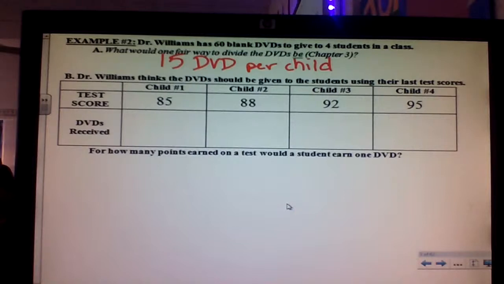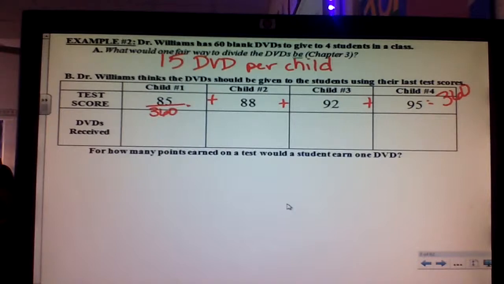Okay. So, instead of just giving everybody the same amount of DVDs, Dr. Williams says, I'm going to give them out based on the test scores. So, child 1 had a test score of 85, child 2, 88, child 3, 92, child 4, 95. These are pretty good test scores. I need a grand total. What is the total points that the 4 earned? 360. Okay, so child 1 got 85 out of 360.